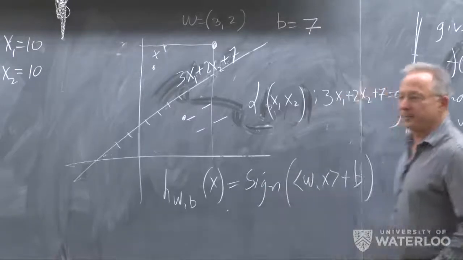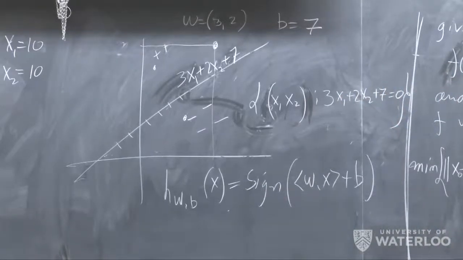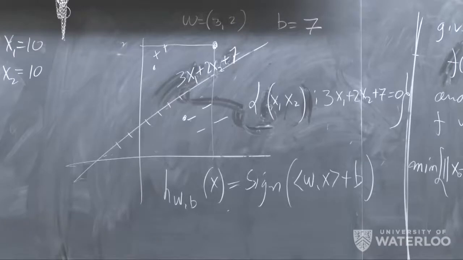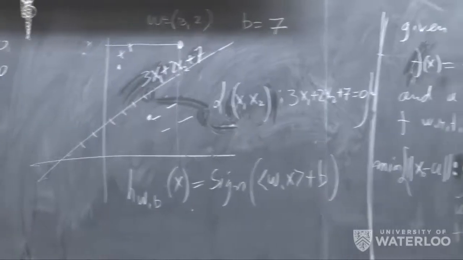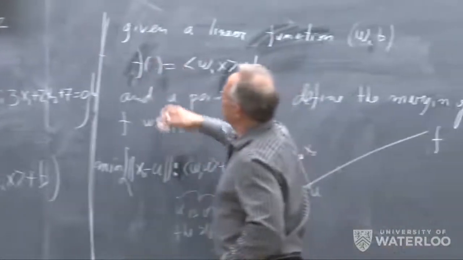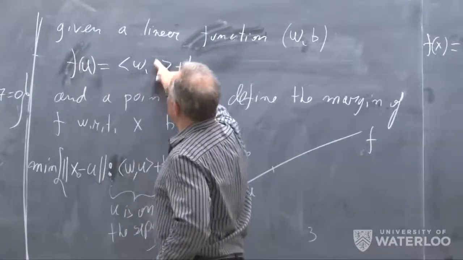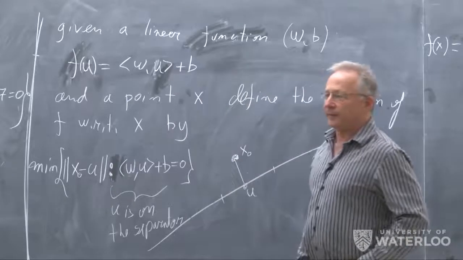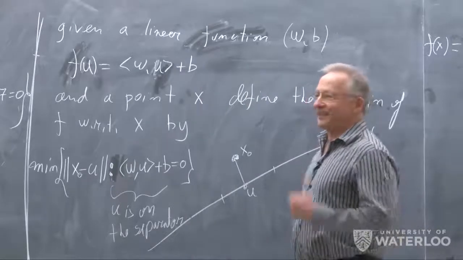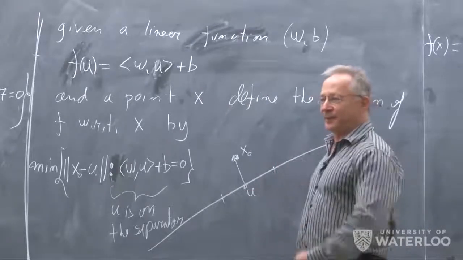What I mean is, what would be the value of f at u? F of u, I just substitute. This is the value of f of u. F of u is just take this dot product and add b. That would be on the line, right? No, if u is on the line, the value will be 0.